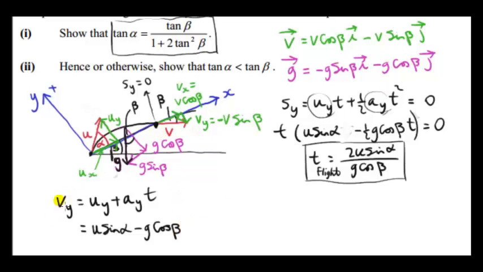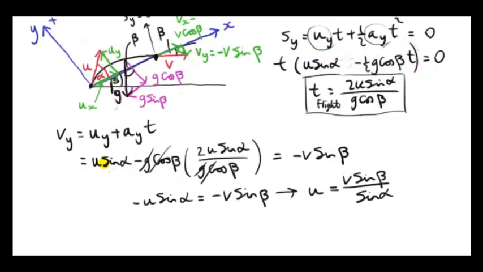Now the Vy we're interested in is the Vy just before the particle strikes the incline. And that Vy happens at this time. So we plug in the time of flight, and we set this equal to Vy when the particle strikes, which is minus v sine beta. After the cancelling, we have u sine alpha minus 2u sine alpha, which is minus u sine alpha, and I've just written this with u as the subject, so this relation will come in handy soon.